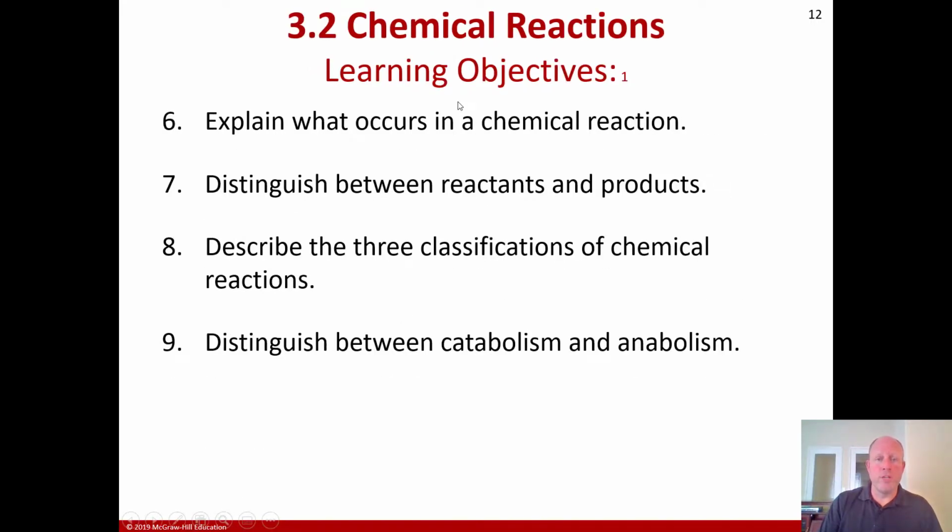So with section 3.2, explaining what occurs in a chemical reaction, distinguish between reactants and products, and describing the three classifications of chemical reactions, and distinguish between catabolism and anabolism. And I think we're going to talk about that in the next video. I'm going to cut this off here so I give you more time to digest this in smaller amounts.